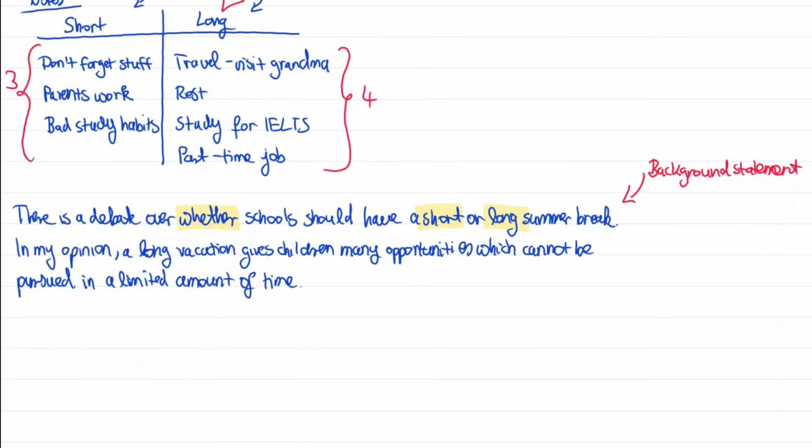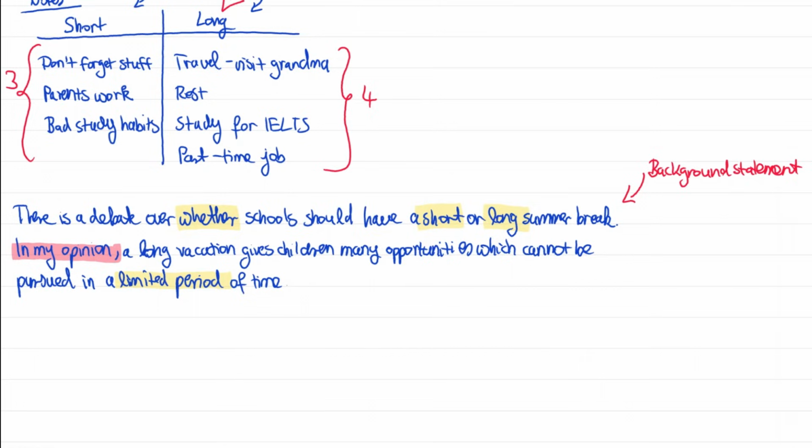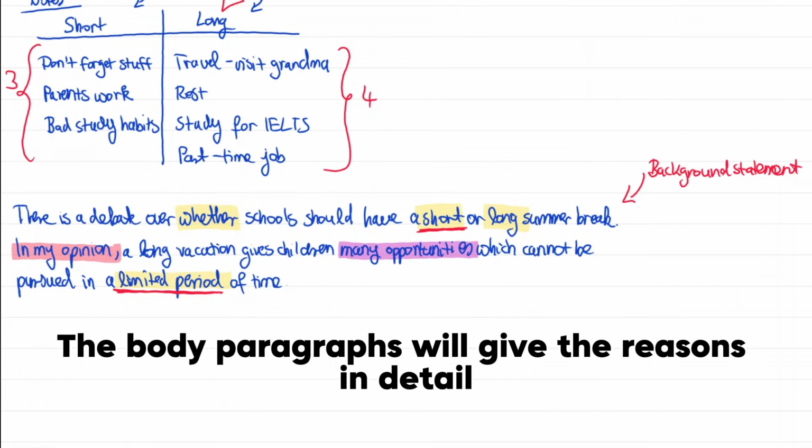Have a closer look at this sentence. I decided to change small to limited period to avoid repetition. Paraphrasing words like this really show off your vocabulary. Notice, I don't give every one of my reasons here. I just summarize them broadly as many opportunities. The body paragraphs will give the reasons in detail.